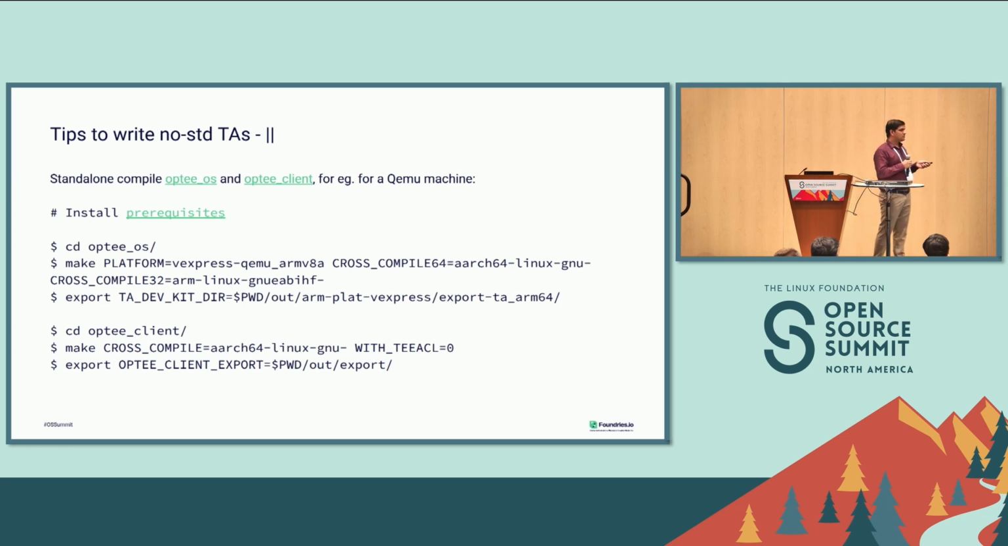So what we need first is to have them compiled and set up the TA dev kit directory and OP-TEE client export for the client application. Here I have compiled it for QEMU. You can compile it for your platform of choice and write a trusted application corresponding to that. So these are the variables that are being consumed by those crates, which I referred to earlier.